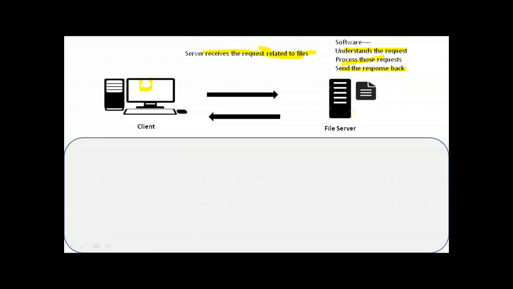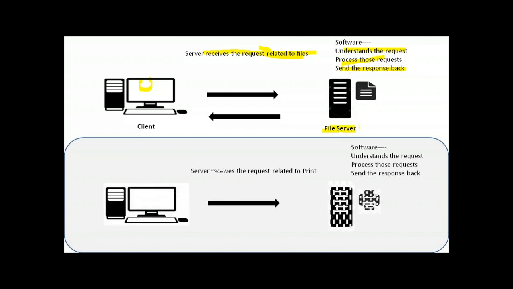So then the server will understand the request that you need a particular file and it will process the request, which means that it will get the file and it will send the file back to you. So this software is capable of doing this. If the software is capable of doing this, then you can call this a file service.